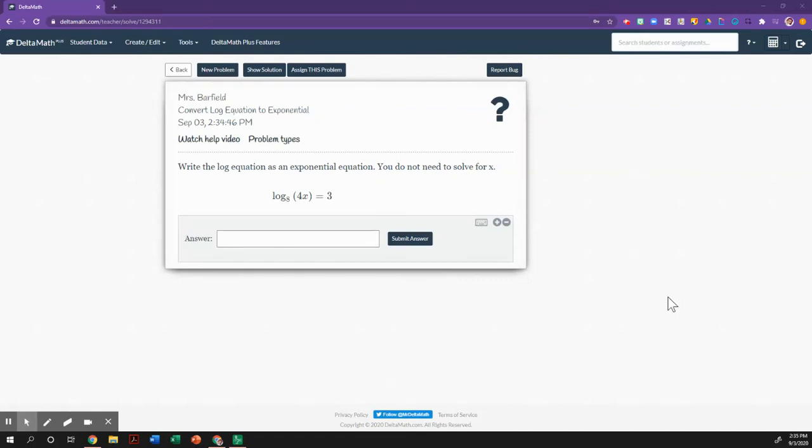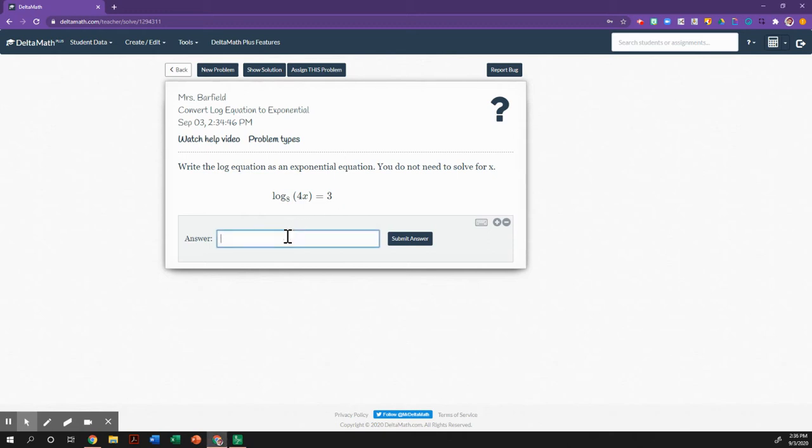All right, you guys, so let's look at our Delta Math assignment for logarithmic equations. Your first set of problems ask you to convert from a log equation to an exponential equation. So basically, can you move between the two forms? That's all this is asking you to do. You're not solving it, okay? We haven't gotten to that step yet. We are looking at just, can you move from one form to the other?